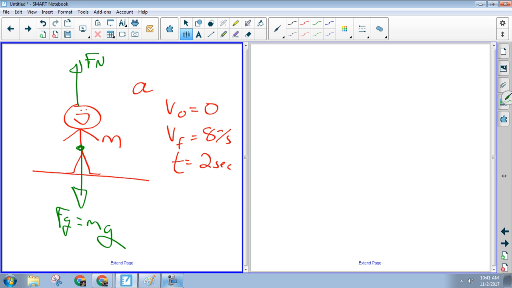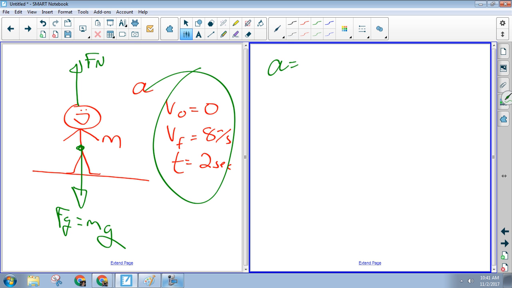Okay. Why did I give you all this garbage? Find the acceleration. So do it. Your acceleration turns out to be 4, right? Good. Giant, super huge, important rule. Net force equals mass times acceleration, right? Yep.